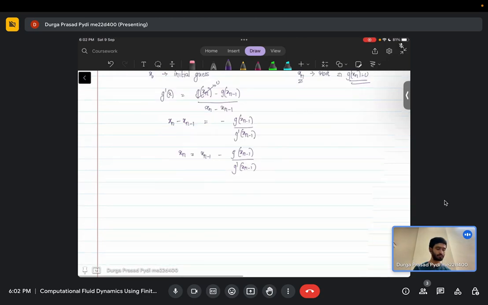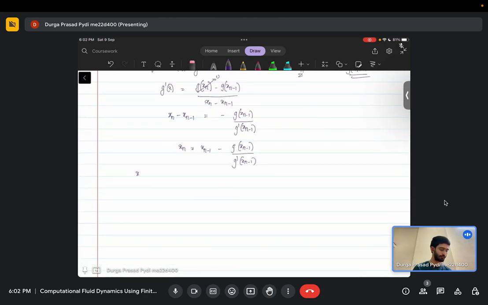So the idea here is we start with an initial guess x0 and from there we calculate the value of x1 and so on, and then you iterate till your delta x is below a certain tolerance or your value of g is below a certain tolerance.